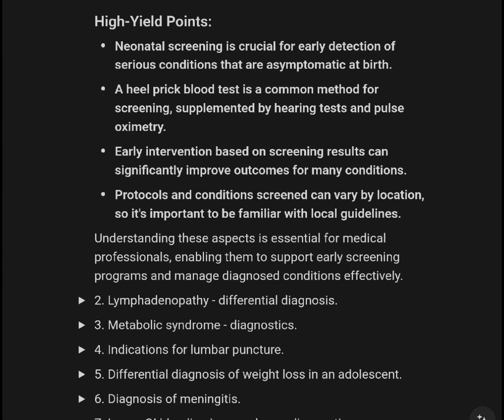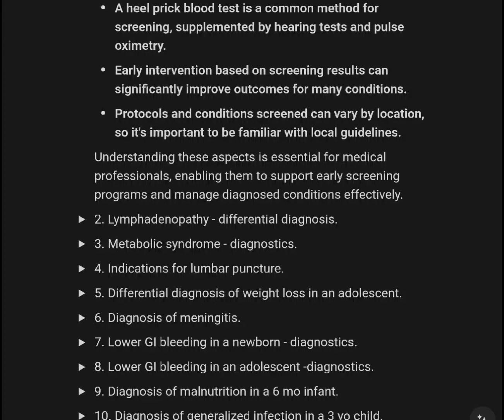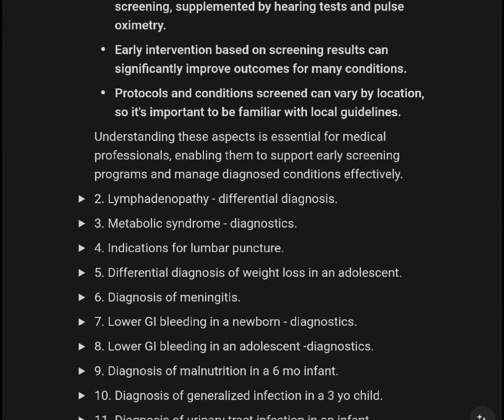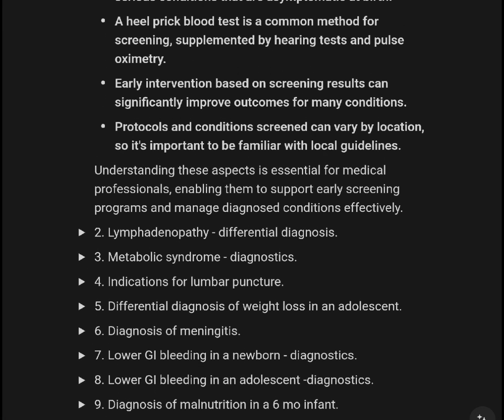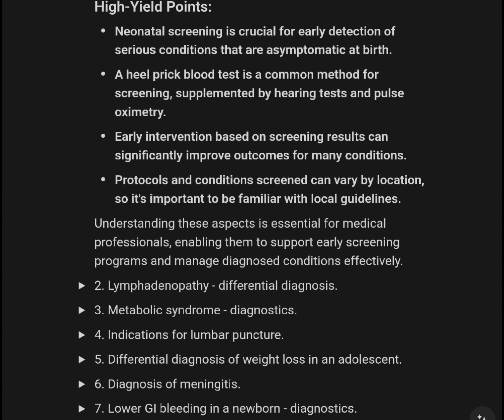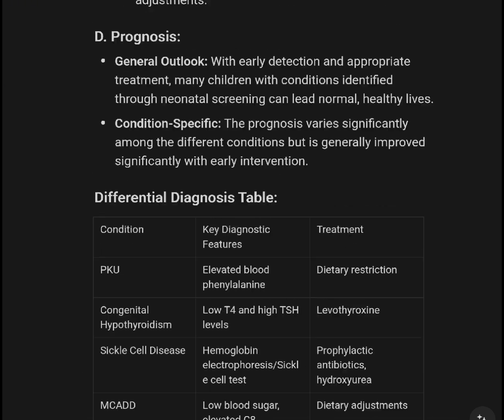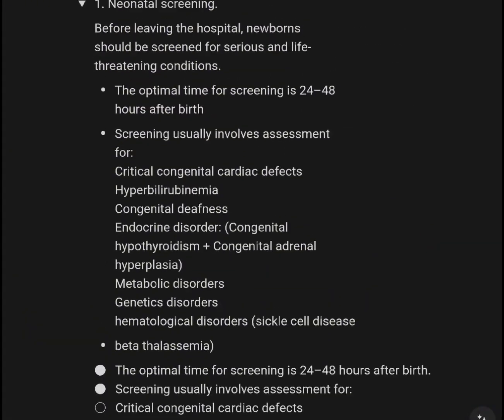A heel prick blood test is a common method for screening, supplemented by hearing tests and pulse oximetry. Early intervention based on screening results can significantly improve outcomes for many conditions. Protocols and conditions screened can vary by location, so it's important to be familiar with local guidelines. Understanding this aspect is essential for medical professionals, enabling them to support early screening programs and manage diagnosed conditions effectively. So let's sum up what we have read.